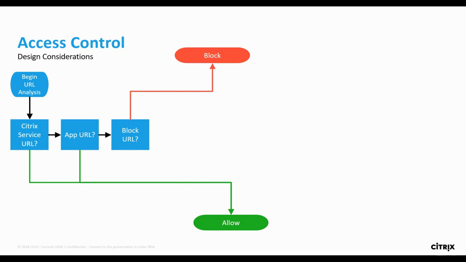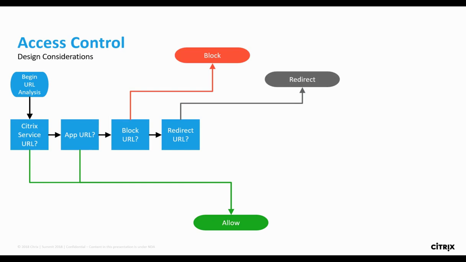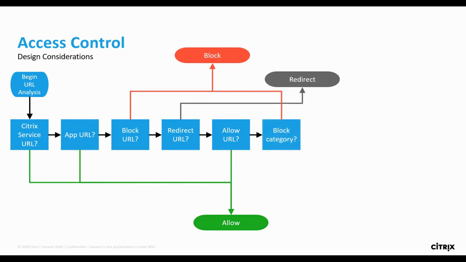First, if the user blocks a specific URL, that's the next highest level of priority, and it will be blocked. After that, if you redirect it, it gets redirected, and then if you allow it, it gets allowed. So specific URLs have priority over categories.